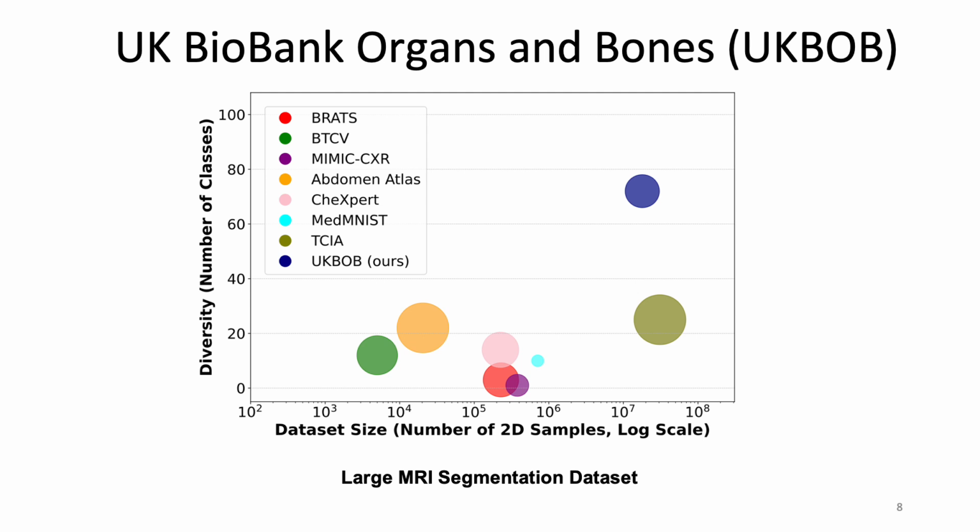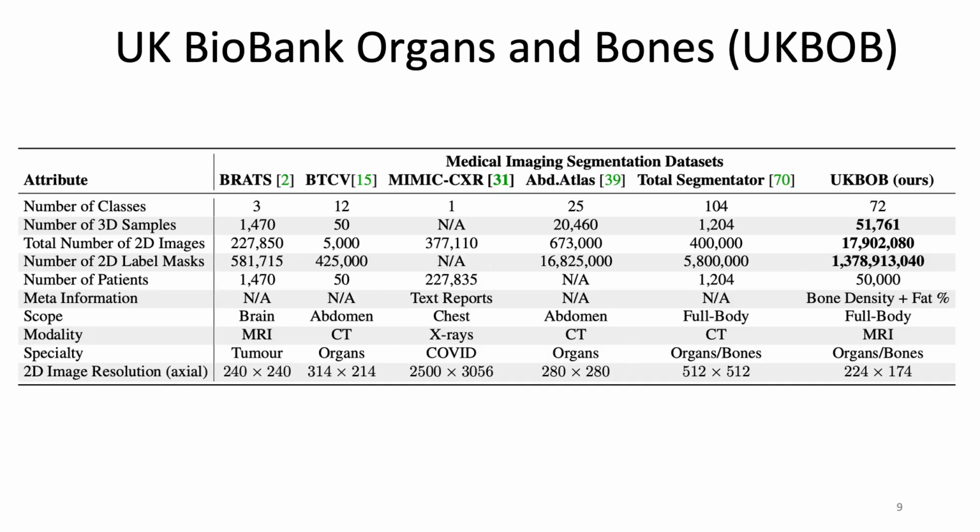The size of the circles represents the 2D image resolution, and as you can see from the blue circle, our UK Biobank Organs and Bones, or UKBOB in short, is the largest in terms of diverse medical image datasets available. It has 72 organ labels, as mentioned, and covers 17 million 2D images. Here is an overview comparison between different 3D medical image datasets, and as you can see, the UK Biobank is orders of magnitude larger in terms of number of samples, but also in terms of diversity.